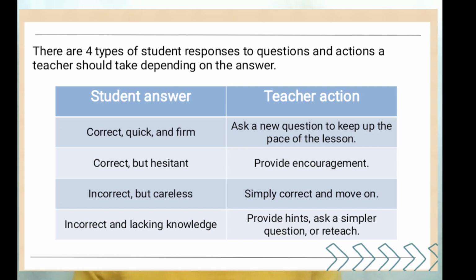So student answer, correct but hesitant. The teacher action is to provide encouragement. If the student answer is incorrect but careless, the teacher action is simply to correct and move on. If the student answer is incorrect and lacking knowledge, the teacher action is to provide hints, ask a simpler question, and reteach.